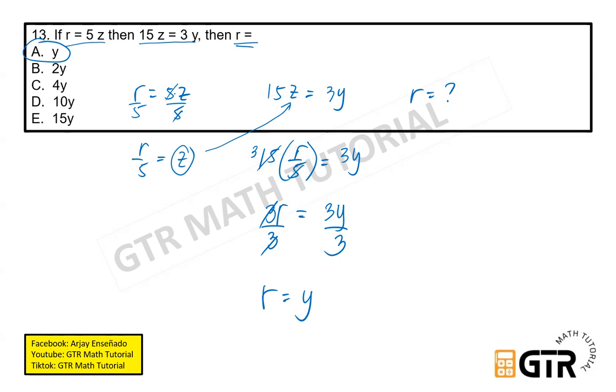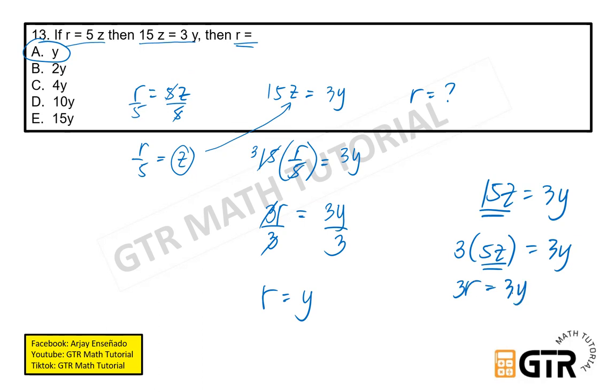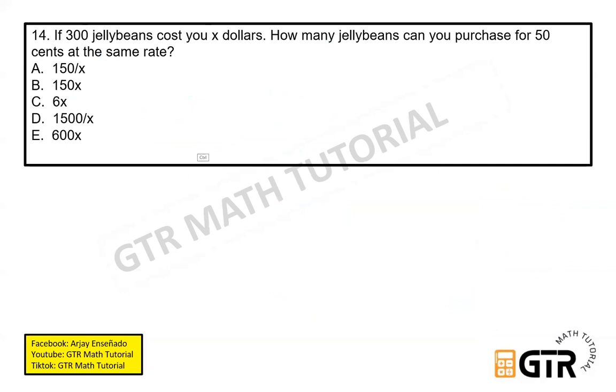Another solution dito, so we have 15Z is equal to 3Y. Mas madali ito. Itong 15Z, pwede natin gawin niyang 3 times 5Z, equals 3Y. Bakit nagkaroon tayo ng 5Z? Kasi ang sabi dito, R is equal to 5Z. So tapos itong 5Z, palitan na natin ng value ng R kasi R is equal to 5Z. So we have 3R equals 3Y. So same answer pa rin. So parehas may 3, so cancel out lang natin yung 3. Pag dinivide both sides by 3, R equals Y. Okay, so same answer. So next number 14.